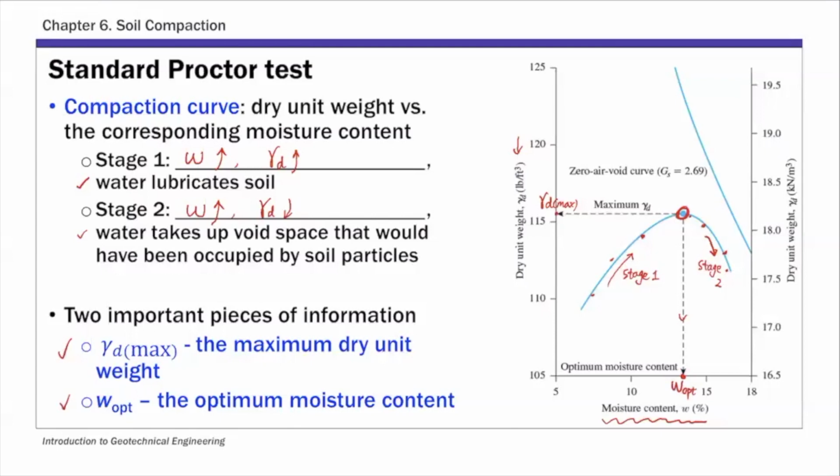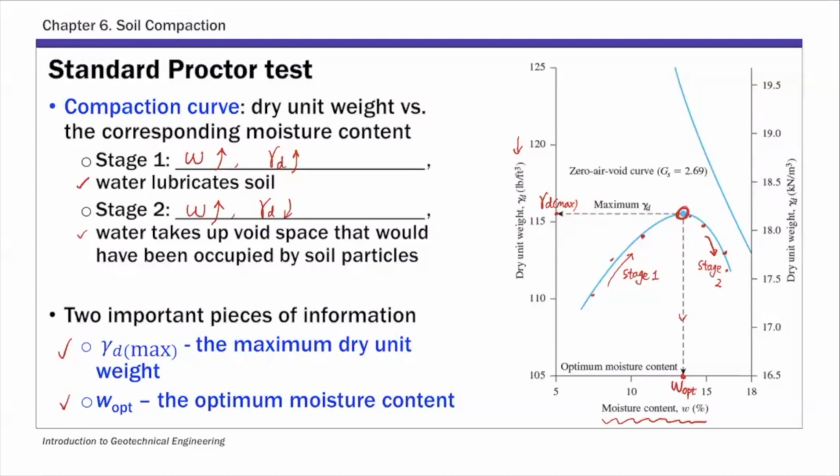So that's the compaction curve from the standard Proctor test. Again, it gives you that moisture content versus dry unit weight relationship. And what you want from this curve are these two numbers basically, gamma D max and the optimum moisture content, WOPT. And on this figure, I'm also showing this curve here. So I'm going to go over this one.